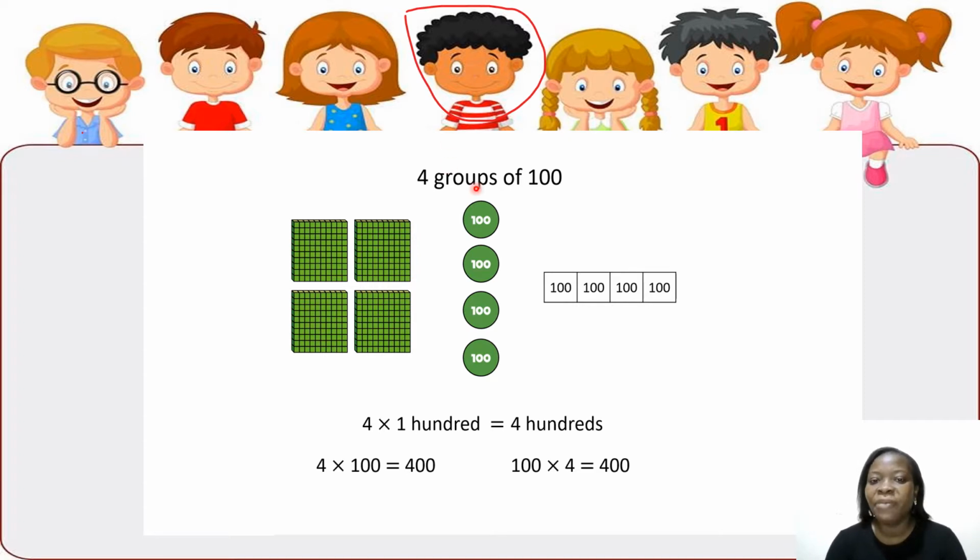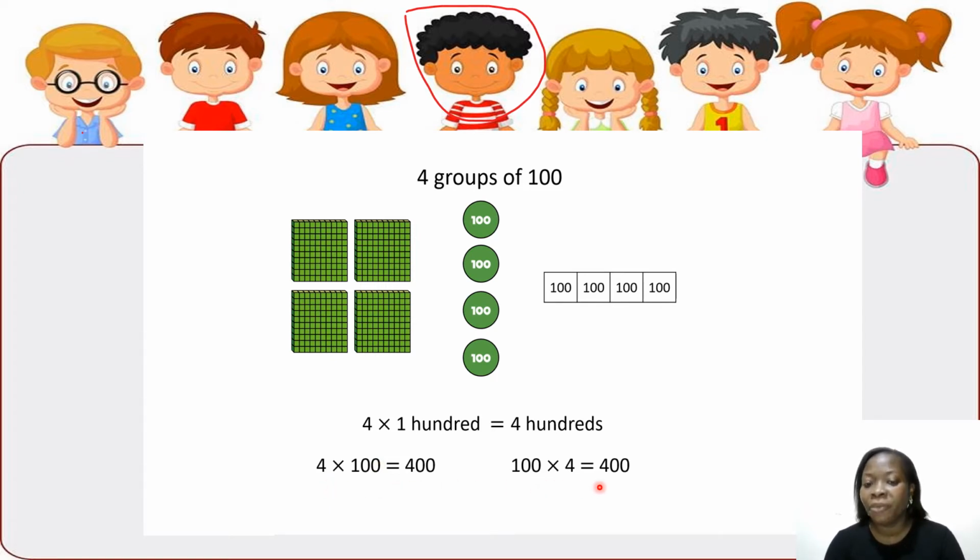Jack is making 4 groups of 100 using different representations. First, he has used the base 10. We have 4 groups of 100 here making 400. He has used the place value counters, 4 groups of 100. And he has also used the bar model to represent 4 groups of 100. So 4 times 100 is equal to 400 written in words. Written in numbers, we have 4 multiply 100 is equal to 400.